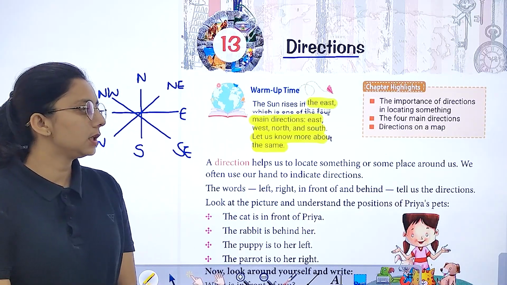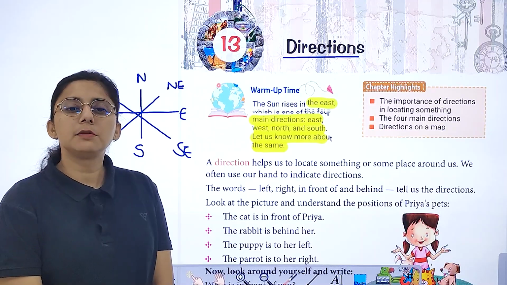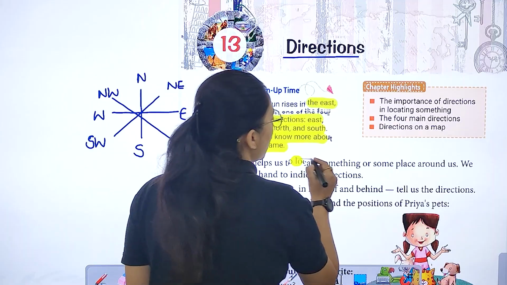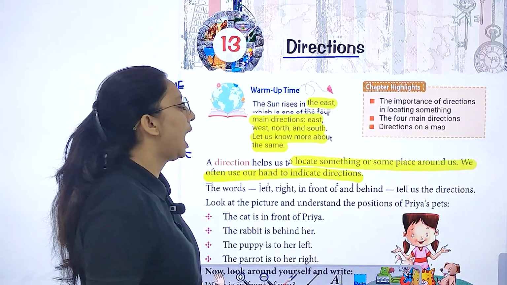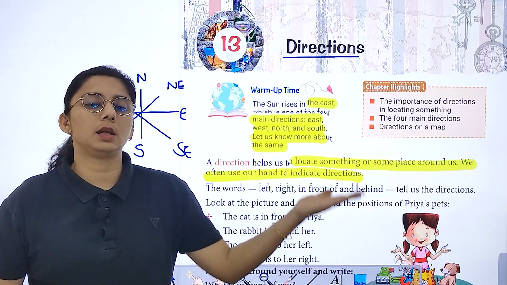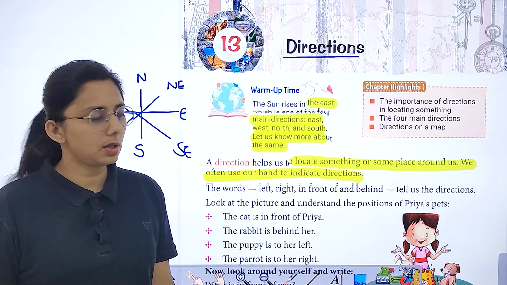In this chapter, I will tell you about the direction of the map, four main directions. What does direction help us do? Direction helps us to locate something or some place around us. We often use our hands to indicate the direction. We use our hands like this: east, west, and upward is north and downward is south.